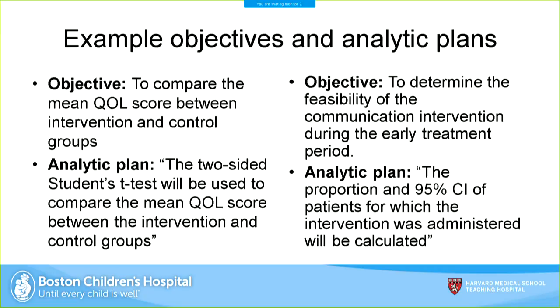And for our feasibility outcome or objective, we can say that the proportion and 95% confidence interval of patients for which the intervention was administered will be calculated.